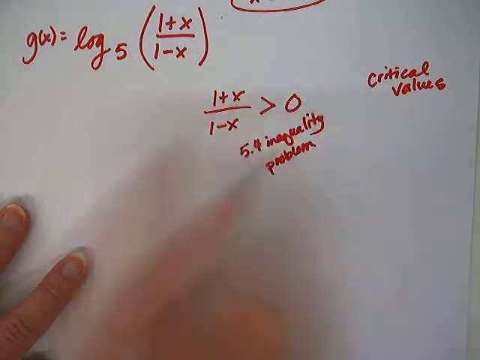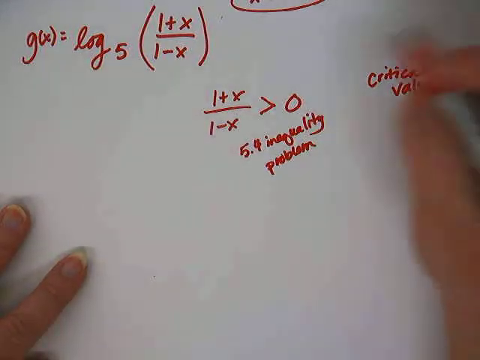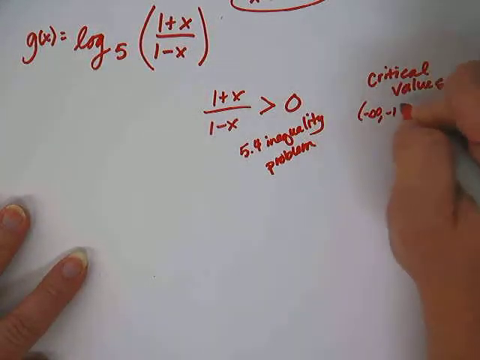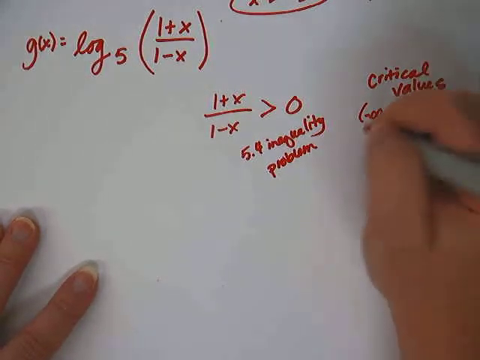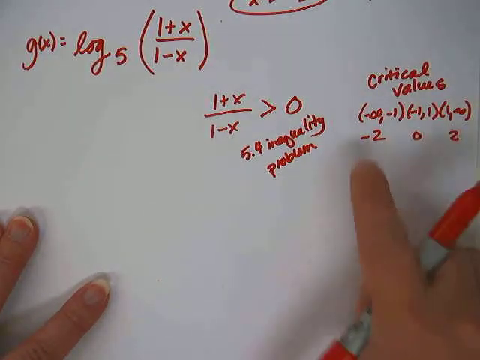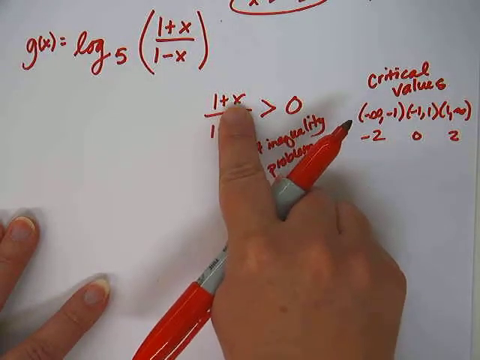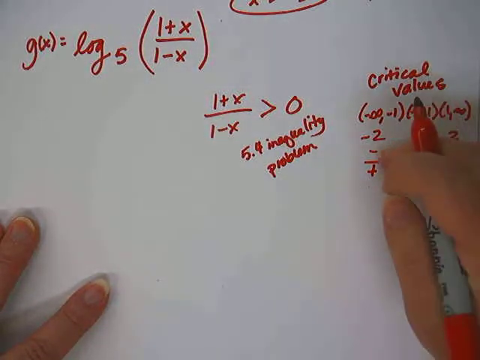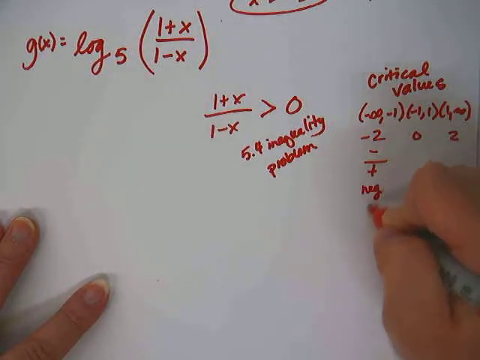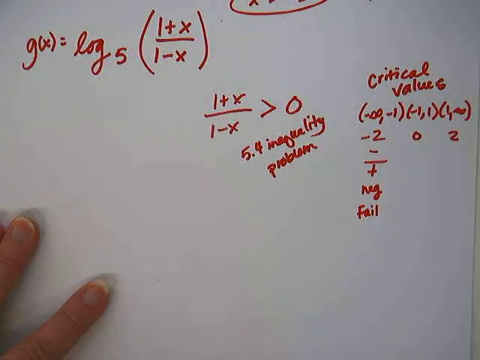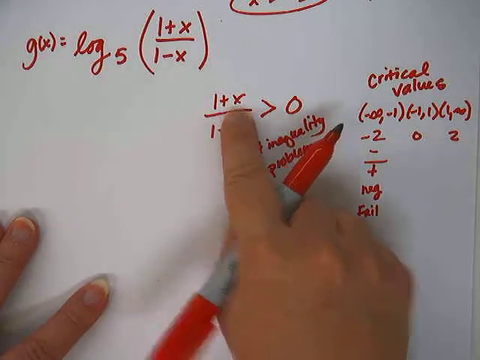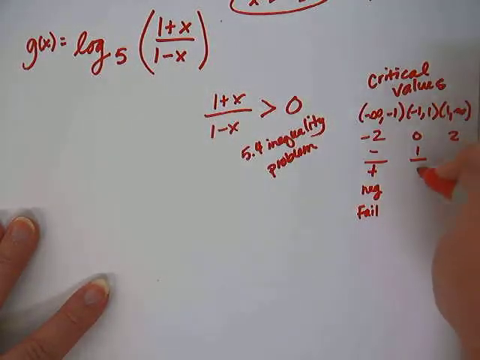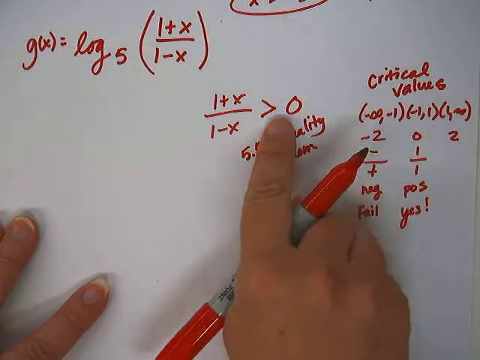What are the critical values? 1 is in fact a critical value because that would make the denominator 0. What else? Negative 1 is a critical value because that's an x-intercept. So we break it into negative infinity to negative 1, negative 1 to 1, 1 to infinity. We test our intervals. We plug it in, so negative 2. 1 plus a negative 2 is a negative. 1 minus a negative 2 is a positive. What's a negative divided by a positive? It's a negative. That one fails.